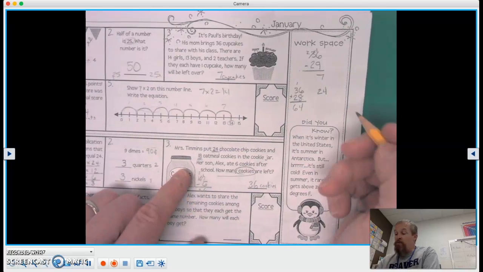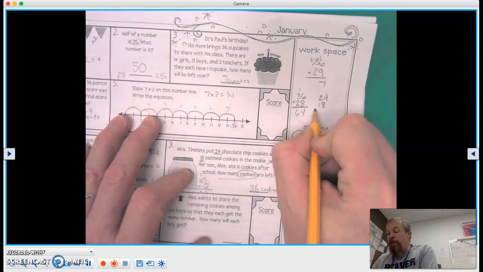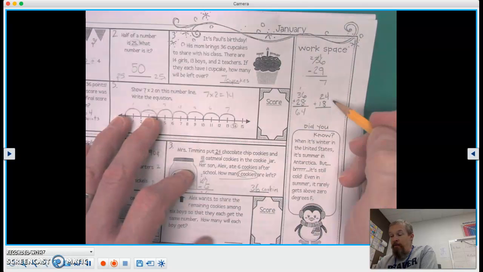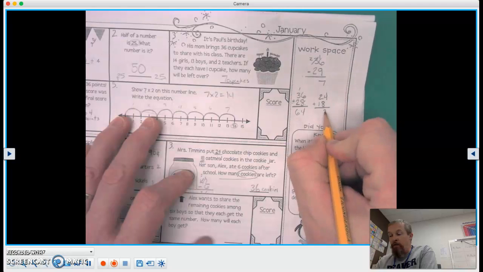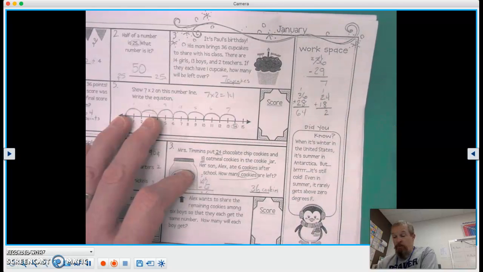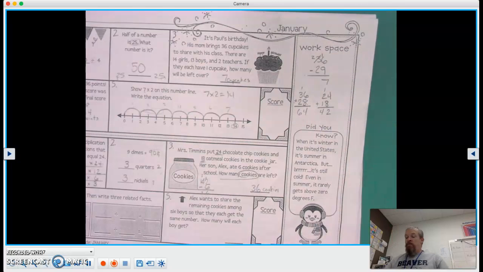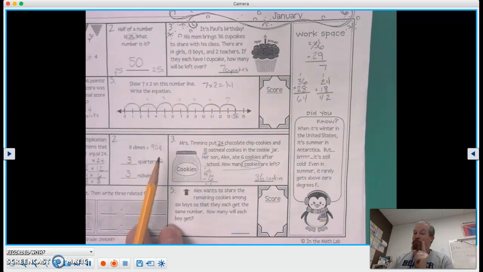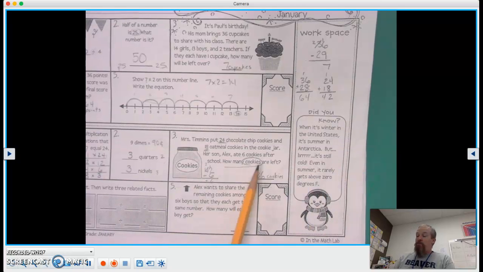If you want to do it this way, kind of one of the ways we learned, we'll go through, add our ones column. 8 plus 4 is 12, so we put our 2 down there and our 1 up there, and then 1 plus 2 plus 1 also equals 4. So no matter which way you do it, if you get to the 42, awesome. But that's not the answer, so don't put that down. How many cookies are left?